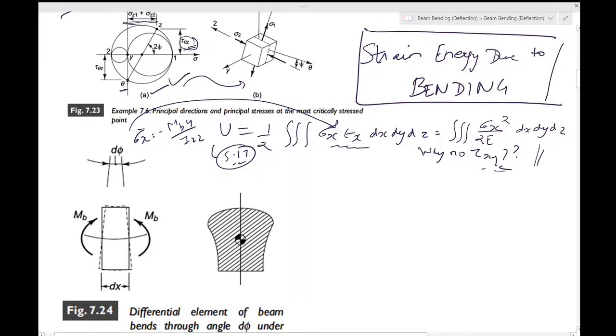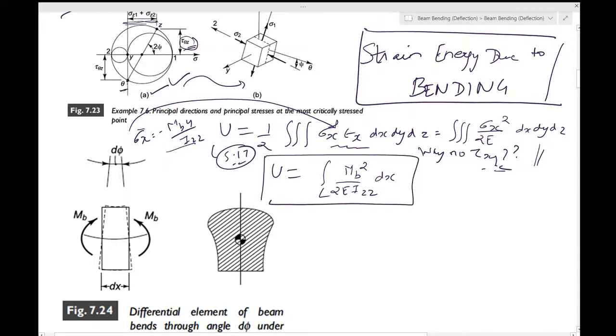Anyways, for this you just convert sigma x over here, and then U would finally be equal to the integral over the length of the beam of Mb square by 2EIzz dx. Izz is again the second moment of inertia, and Mb is the bending moment, so there's no issue at all. And we are not referring to pure bending now.